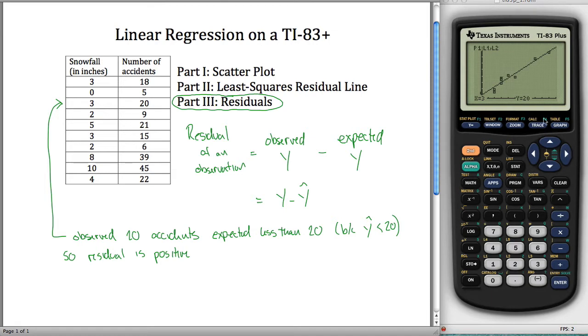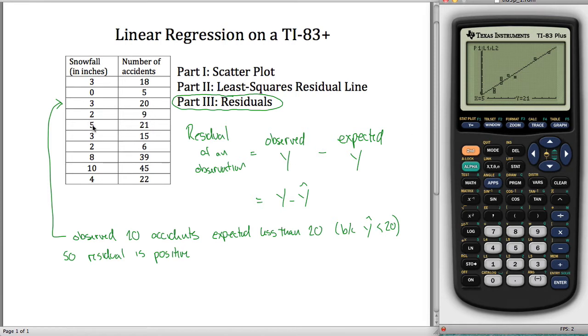But if we pick a different observation, maybe this one down here, when x equals 5, y equals 21. It looks like the observation is below the line that indicates how many I expected. So in this case, observed minus expected would be a negative value. There were fewer accidents than I predicted. So you calculate your residual as y minus y hat.